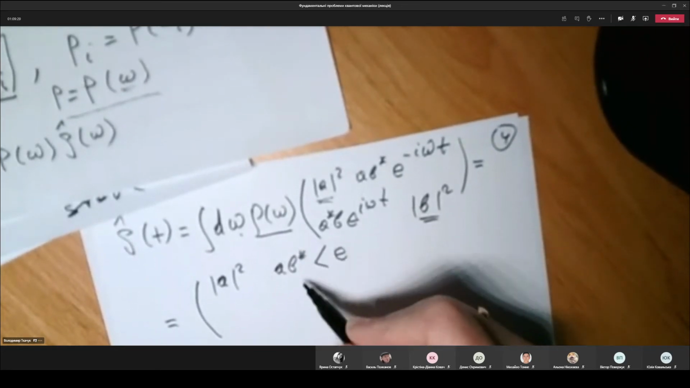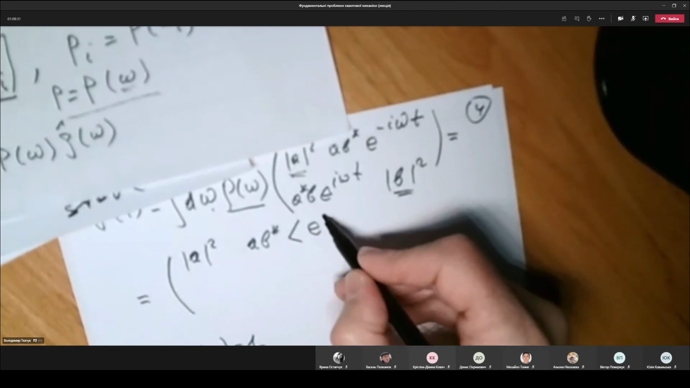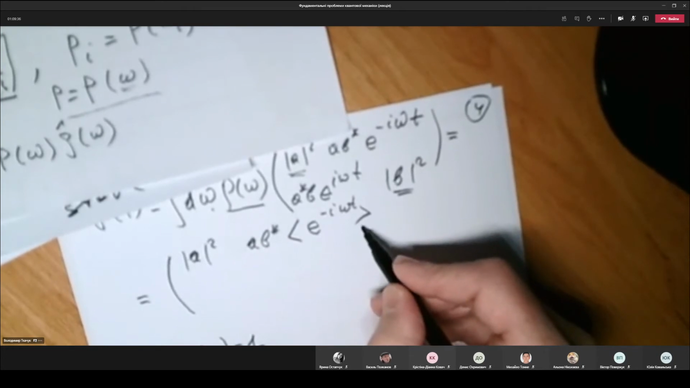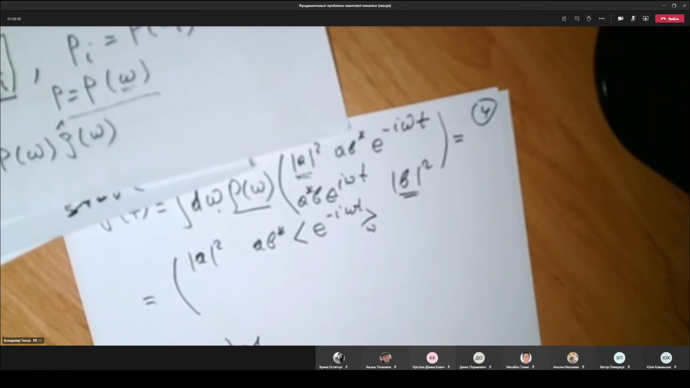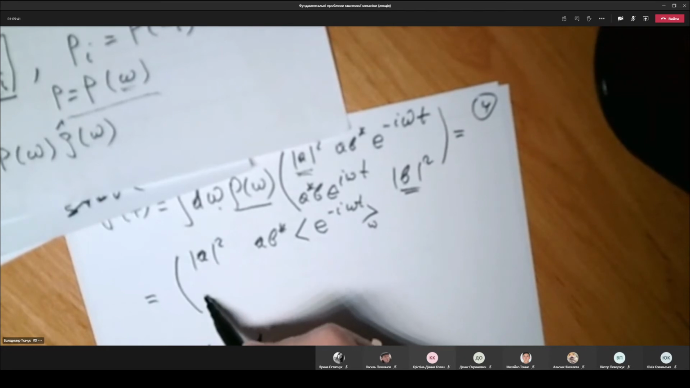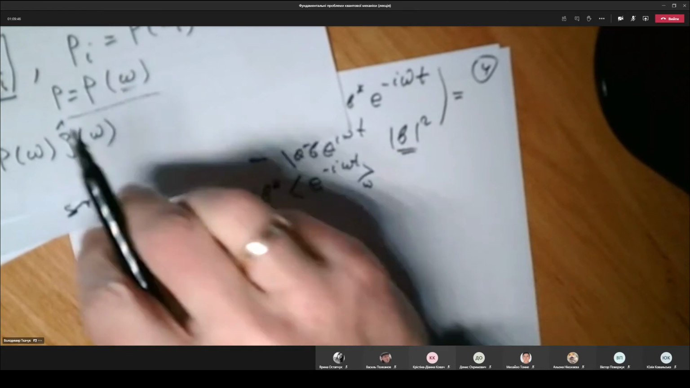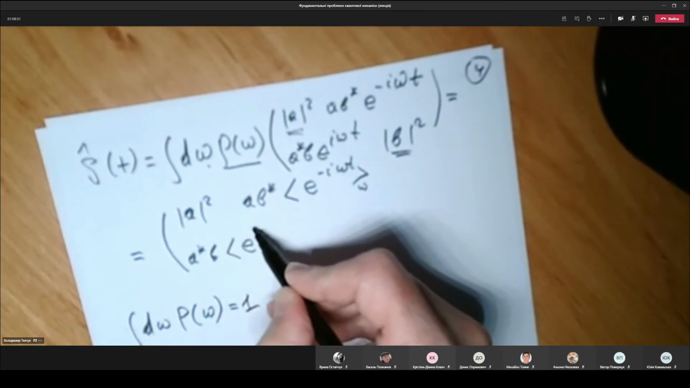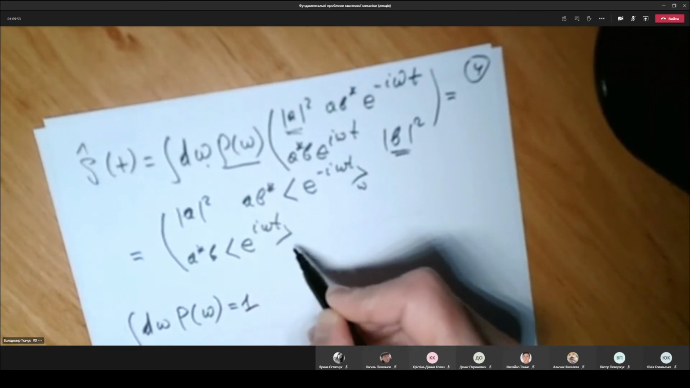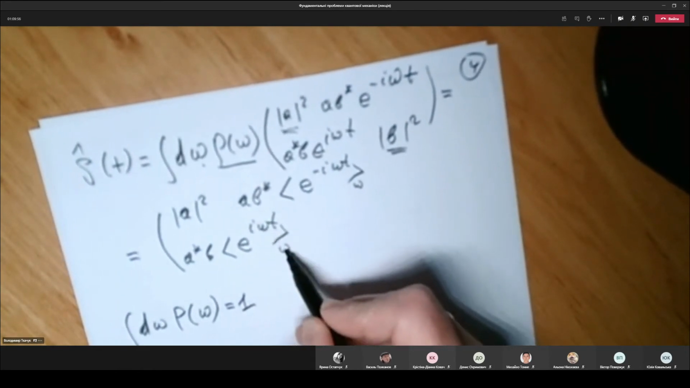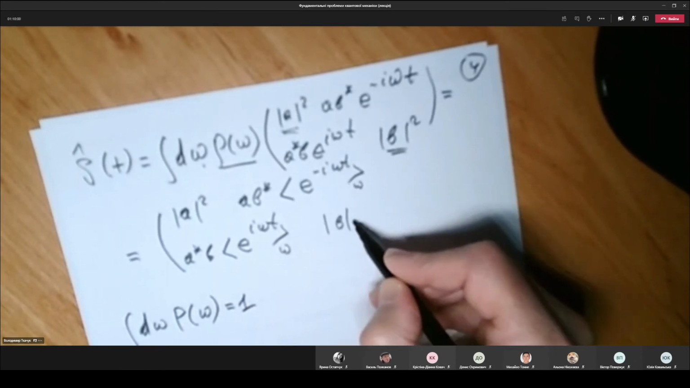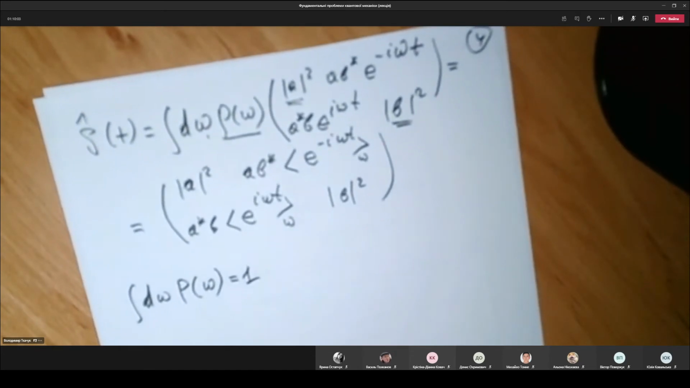Let me use such notation. Here I just write this notation. It is the mean value with respect to omega. Let me write here omega. And the next term is here b, the mean value of the exponent, the mean value with respect to omega. And here we have b squared. So we have such a matrix.